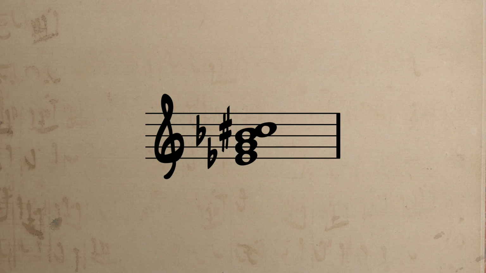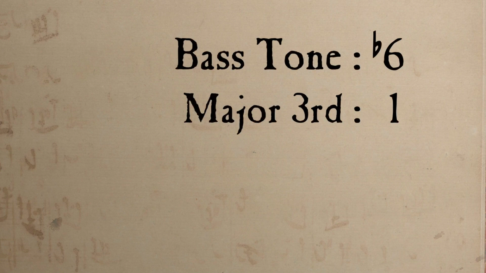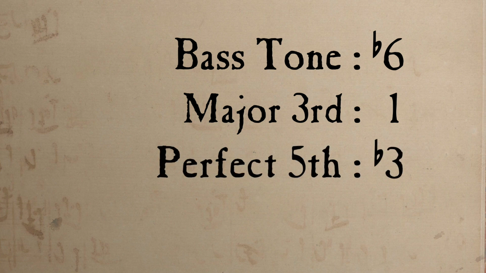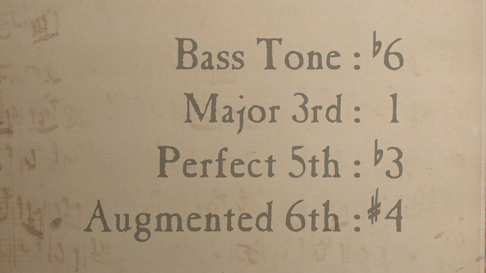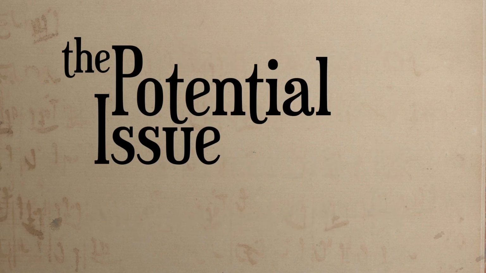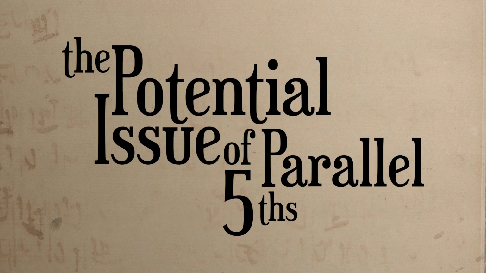As a result, we now know that the German Augmented 6th chord uses the minor 6th scale degree as its bass, the perfect first scale degree as its third, the minor third scale degree as its fifth, and the augmented 4th scale degree as its augmented 6th. In terms of voice leading, the chord presents the potential issue of parallel fifths between the augmented 6th and the 5 chord. This is typically taught to be avoided, but certainly has its place in music.